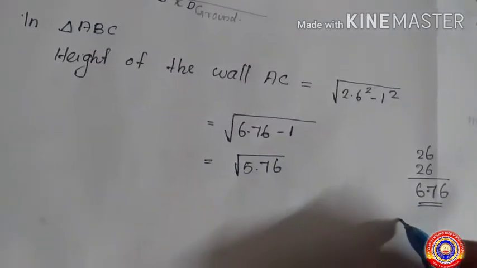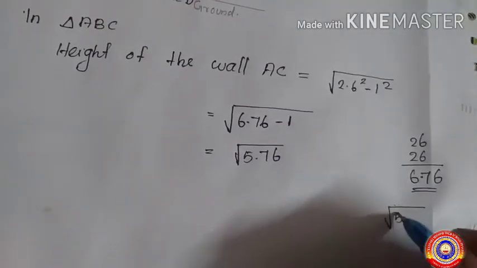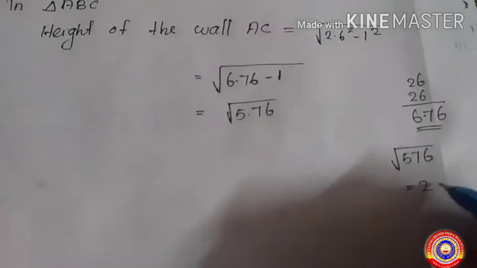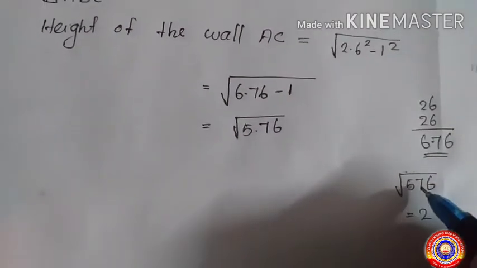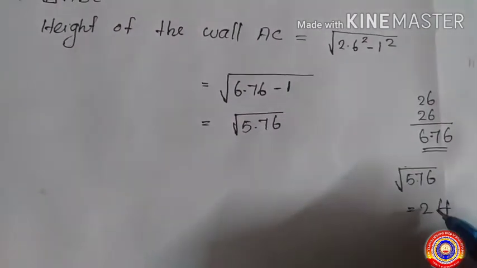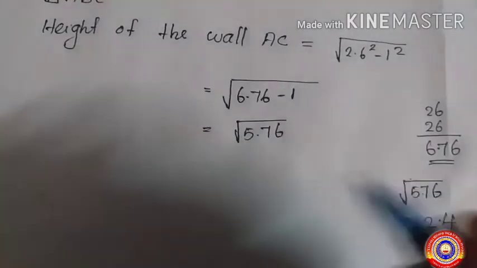5.76, and it is equal to root of 576, which equals 24. Okay, so we get 2.4 meter.